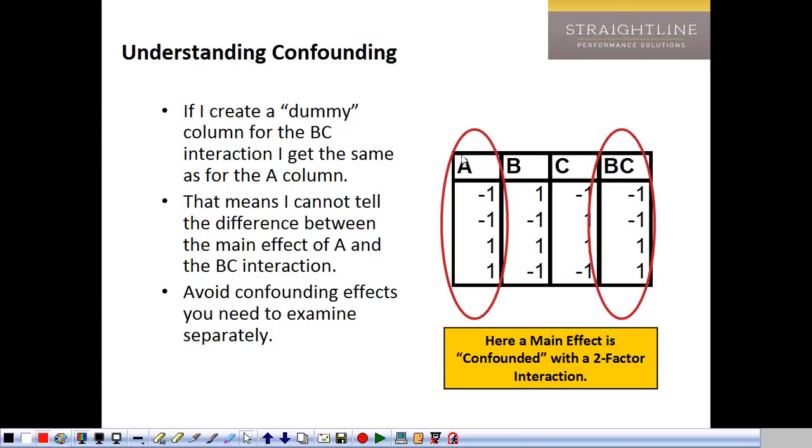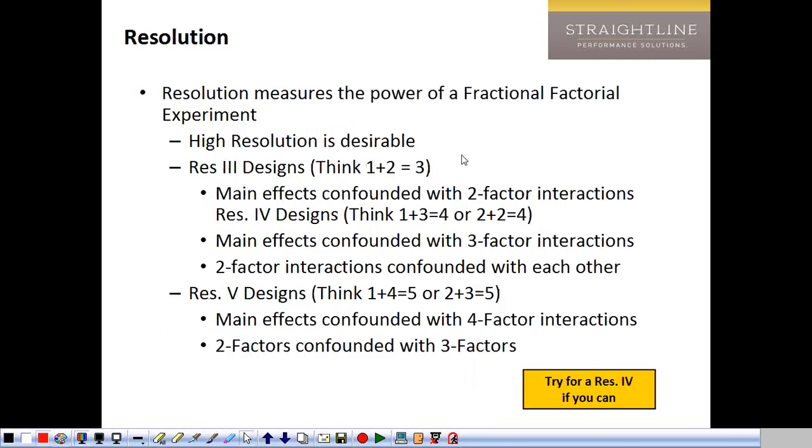So that would not be such a good experiment because we wouldn't be able to separate the effects of A from another fairly important one, the BC interaction. That's what confounding is. So enter something called resolution. And resolution simply gives you the worst case scenario for confounding. There's lots of different resolutions, and we'll do an example in Minitab, and it'll show you this.